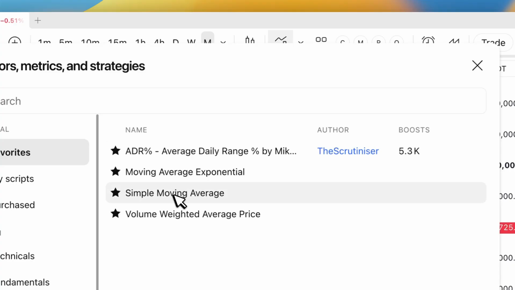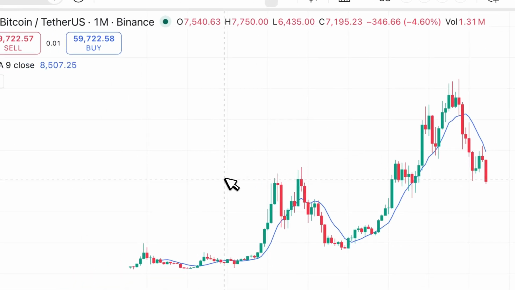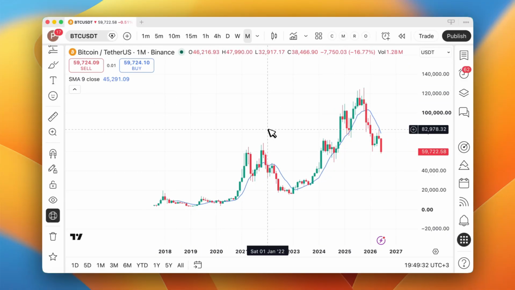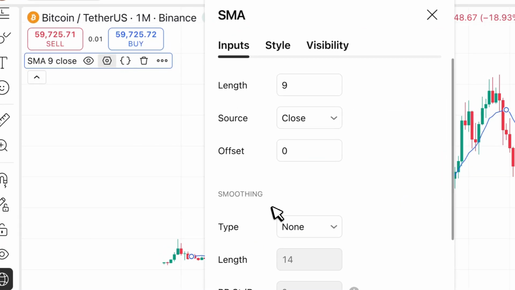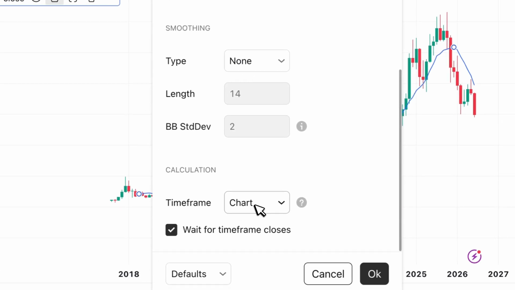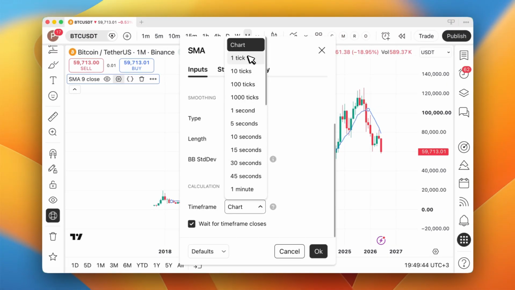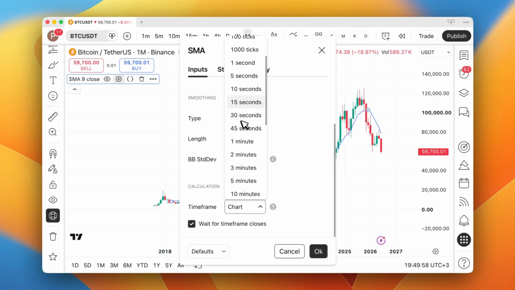Let's add a simple moving average. Here it is, SMA 9. Fine. We are on the monthly time frame, but let's go into settings and choose the time frame of this indicator. By choosing chart, it automatically changes to the time frame of the chart. So this is 9 months. If I go to the weekly time frame, it will be 9 weeks, 9 days, and so on. That's not what we want here.